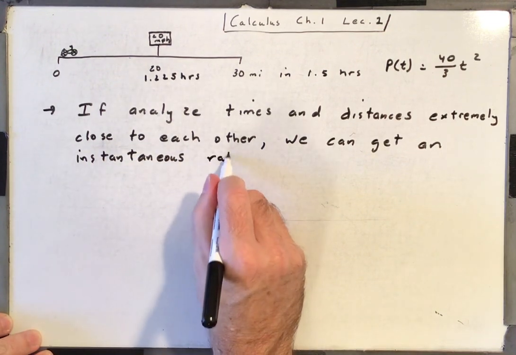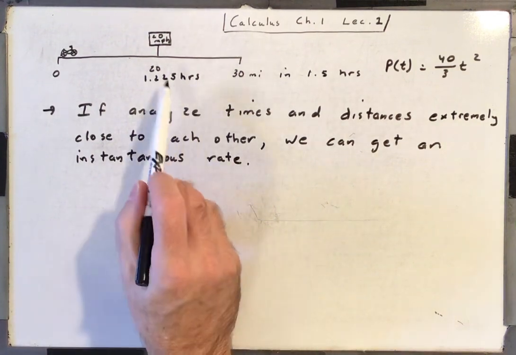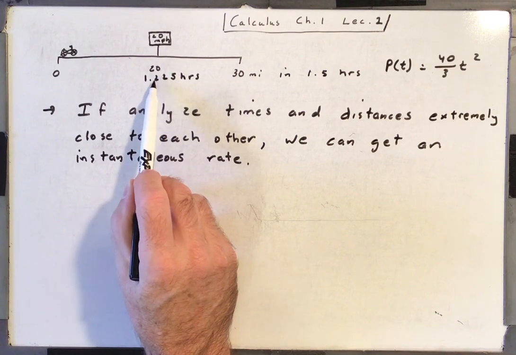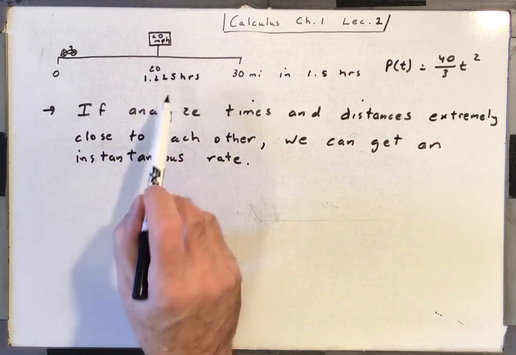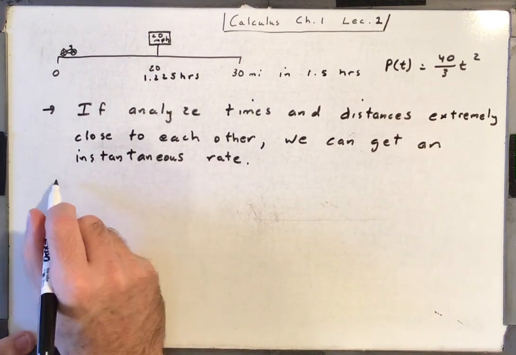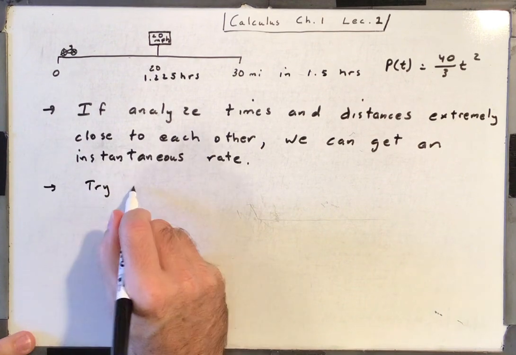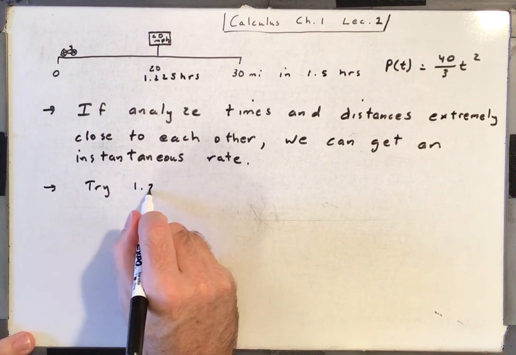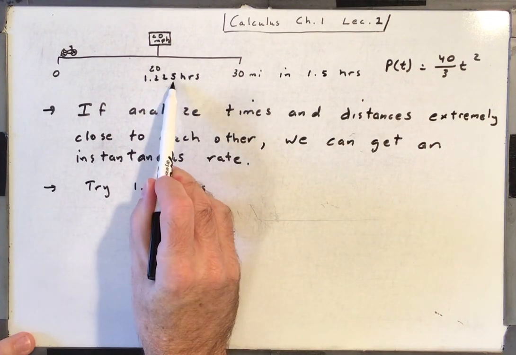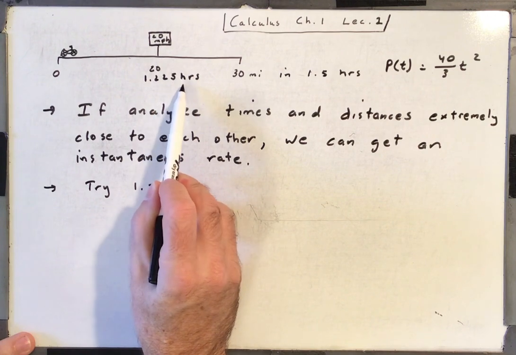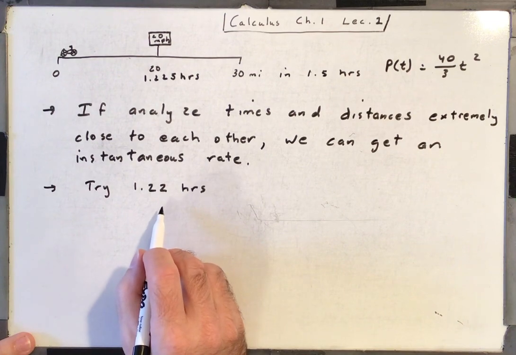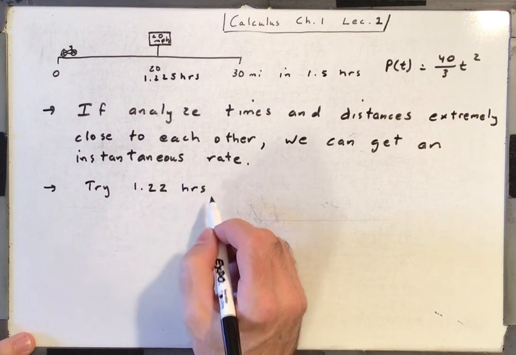And I'll give you a clue where we're headed. We're headed for the distance to be infinitely small. All right, infinitely small. But we're not quite there yet. So let's try a closer point. Let's try not 1.2 like before, but 1.22 hours. That's really close. That's only 5/1000ths out of an hour away. So that's just a few seconds there. Okay, maybe less than a second. I'm not sure.